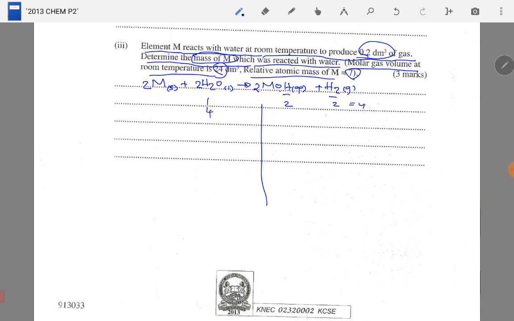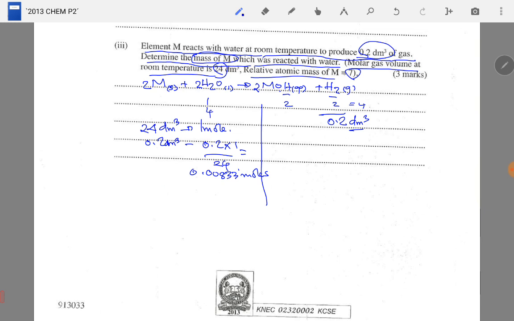The gas here produced is 0.2 decimeter cubed. So if the molar gas volume is 24 decimeter cubed, 1 mole of a gas occupies that volume. What about 0.2 decimeter cubed? 0.2 times 1 all over 24 is 0.00833. It's a recurring number. This is the number of moles of hydrogen gas produced.